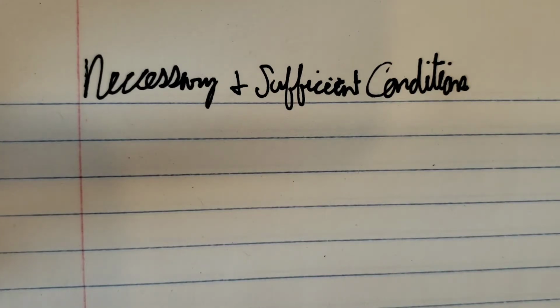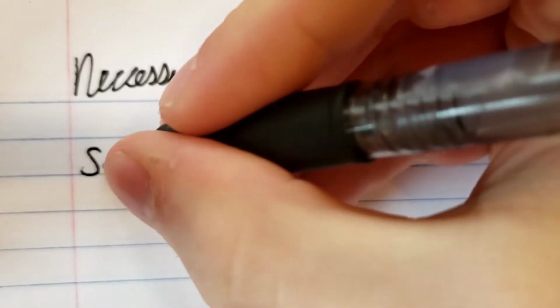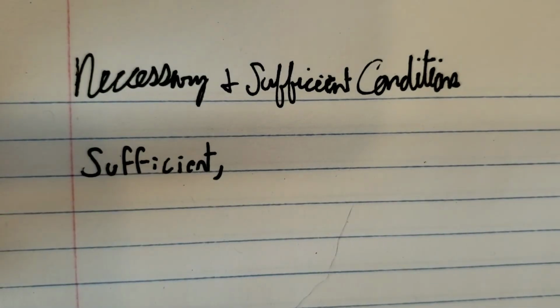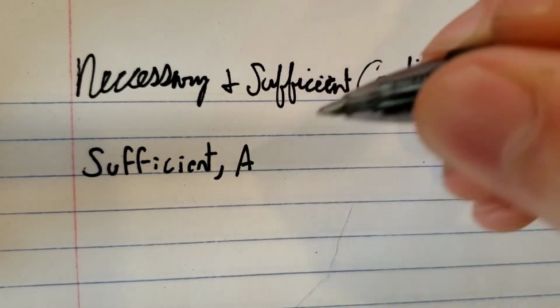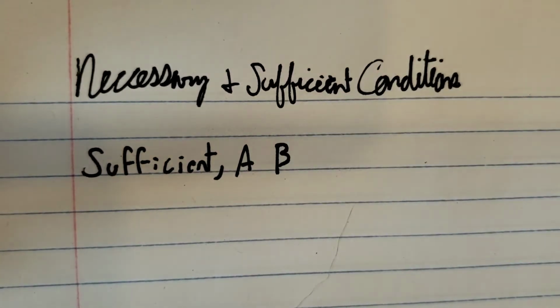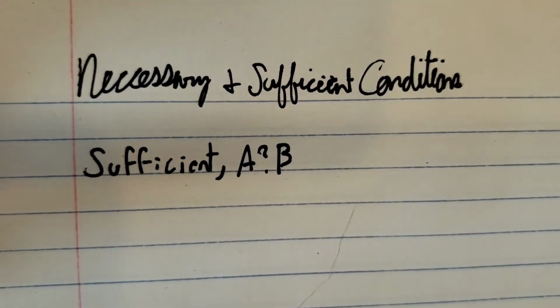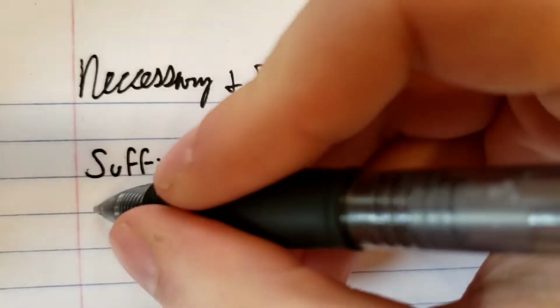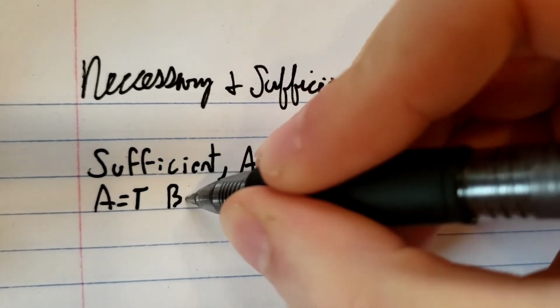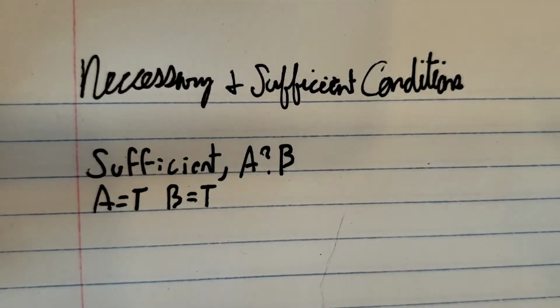So first, let's figure out what is a sufficient condition. What makes something a sufficient condition for something else? For the sake of variables, let's say what makes A a sufficient condition for B. Well, A is a sufficient condition for B when A is true, B has to be true. That means A is sufficient for B.